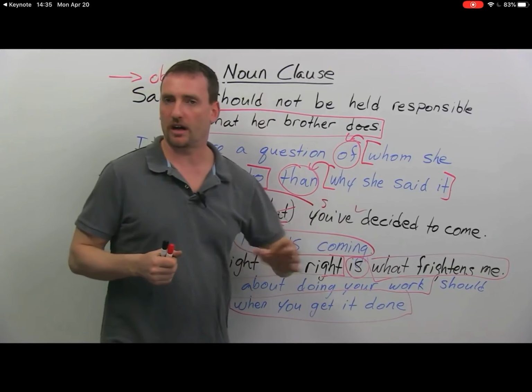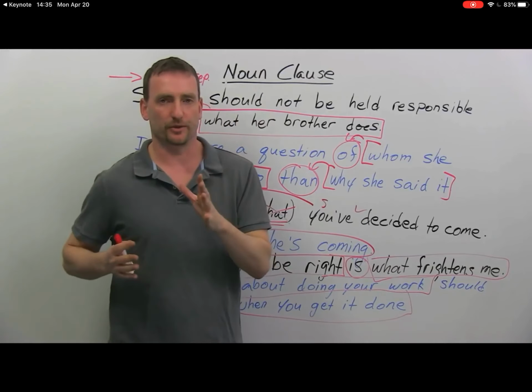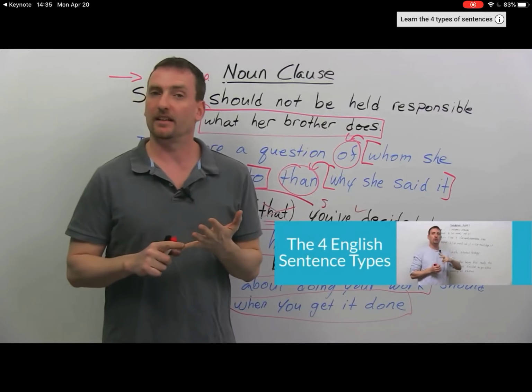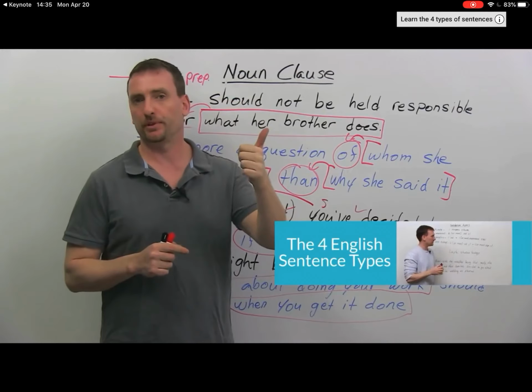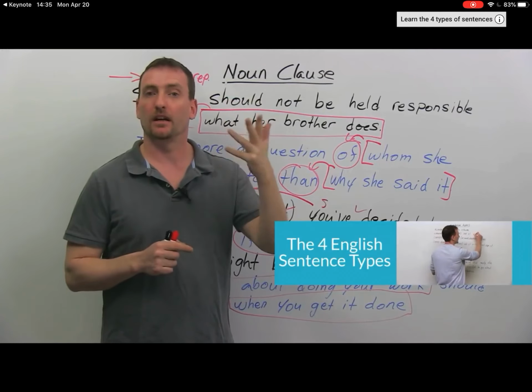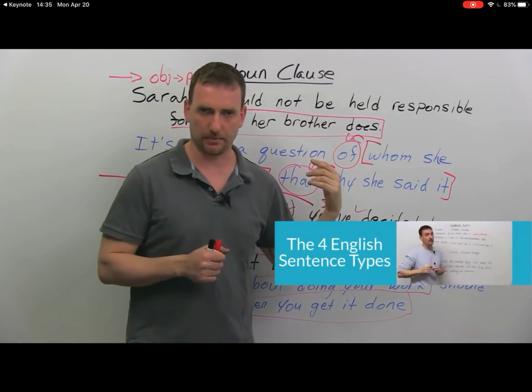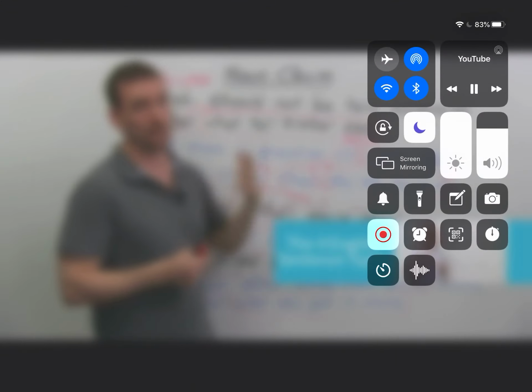Now, I've given you a lot of information today. I know it might be a little bit confusing. Make sure that you have some bit of background. There's a good lesson I did on the sentence types. Simple, compound, complex, compound-complex. So 4 sentence types. You should review that video. It will help a little bit with this as well.